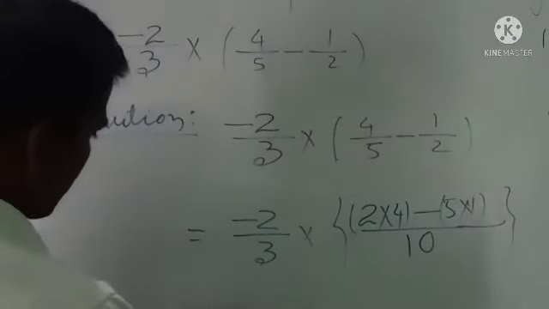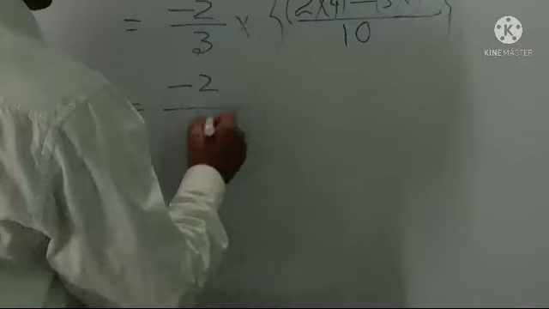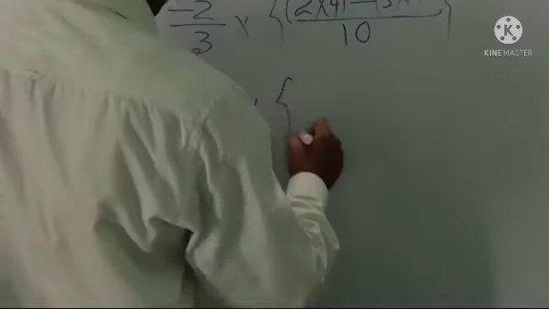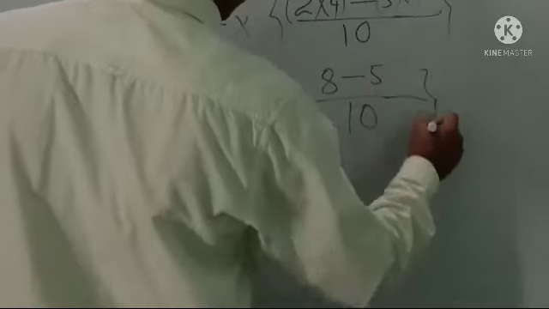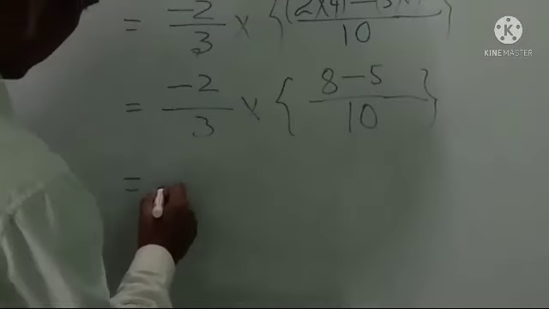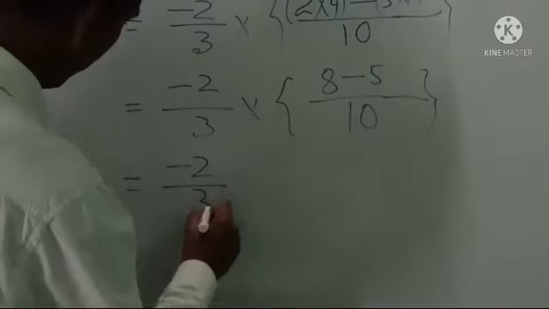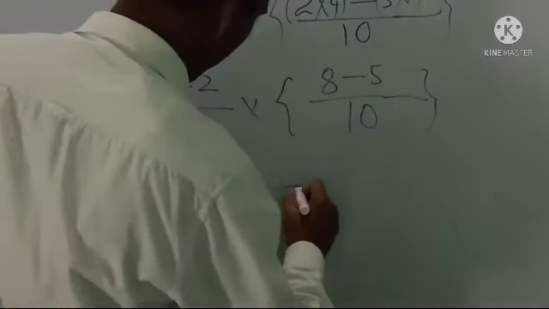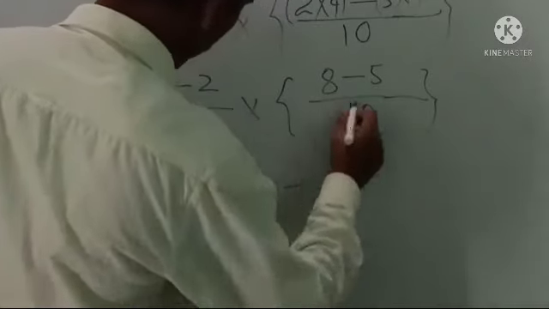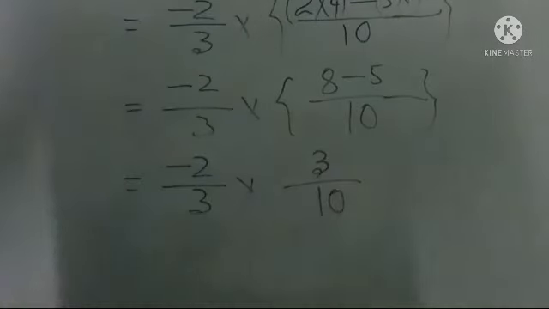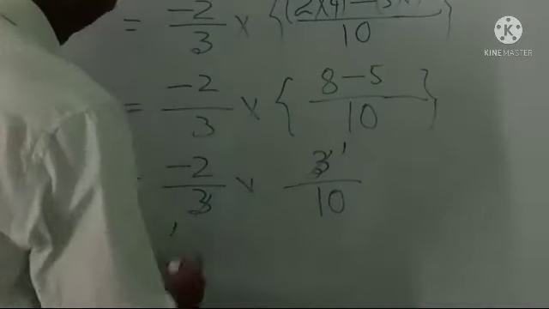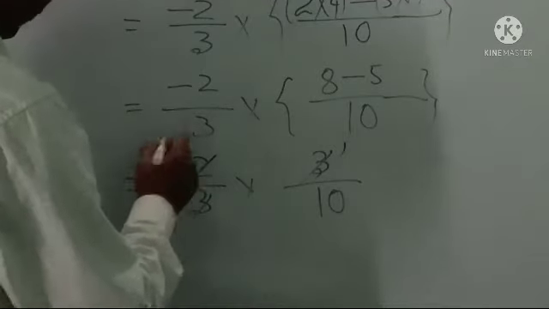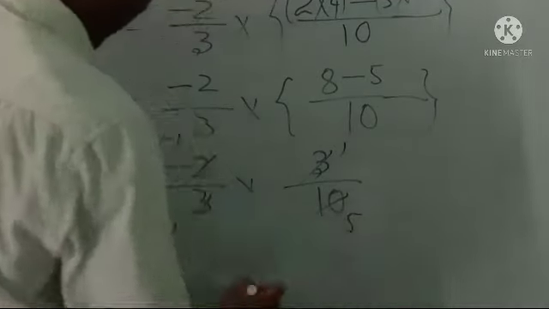Now in the following step, minus 2 by 3 into, here we got the denominator 10, and the numerator 2 times 4 is 8, minus 5 times 1 is 5. Now in the following step, minus 2 by 3 into, denominator 10, numerator 8 minus 5, which is 3. Now 3 times 1 is 3, 3 times 1 is 3, 2 times 1 is 2, and this minus will go there, 2 times 5 is 10. So what did we get?